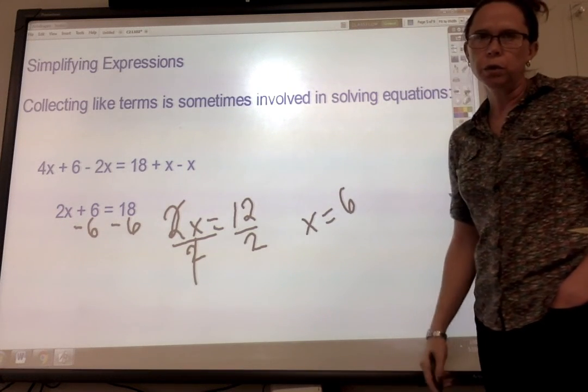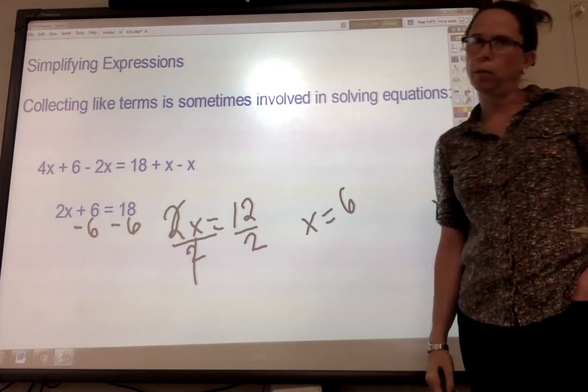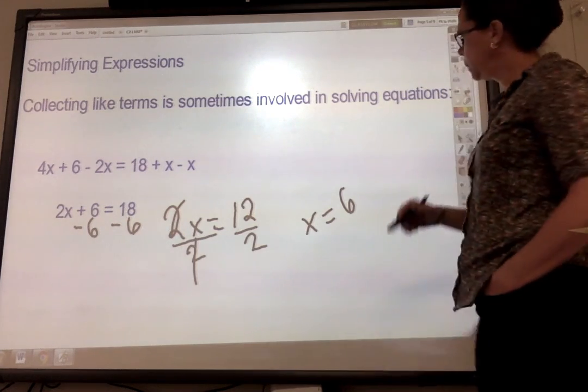So we're just going one more step in combining what we know about collecting like terms and what we know about solving for a variable.